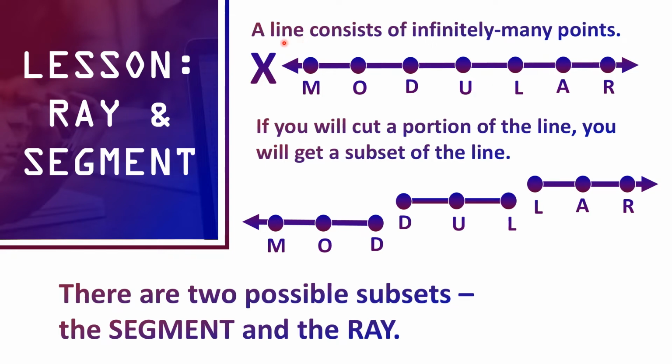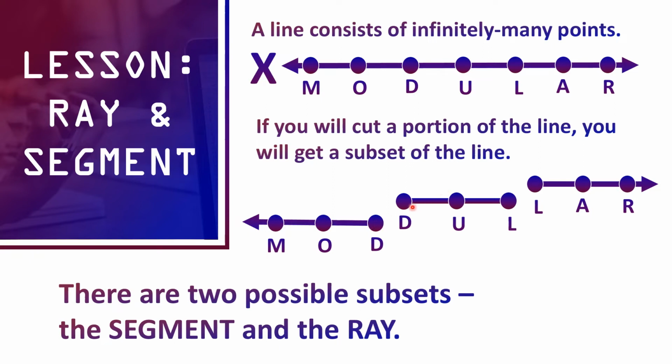Do you know that a line consists of infinitely many points, just like we have here for line X? This line contains point M, point O, point D, point U, point L, point A, and point R. If you cut a portion of this line, you will get a subset of the line. For example, this one. So we cut it. So we have here point M, point O, point D.